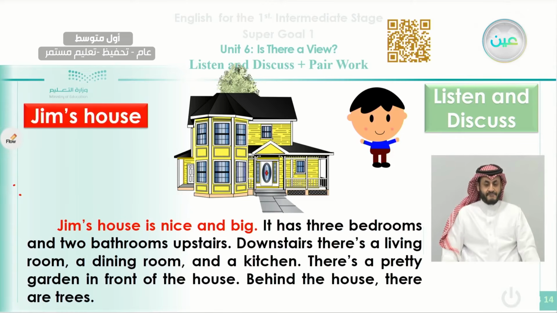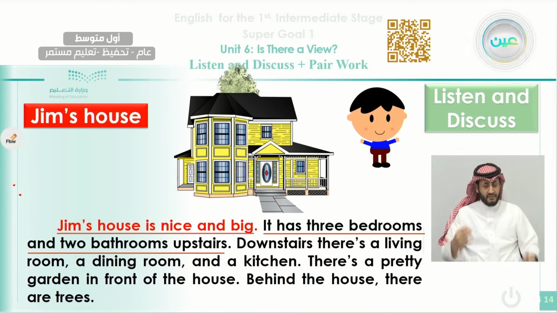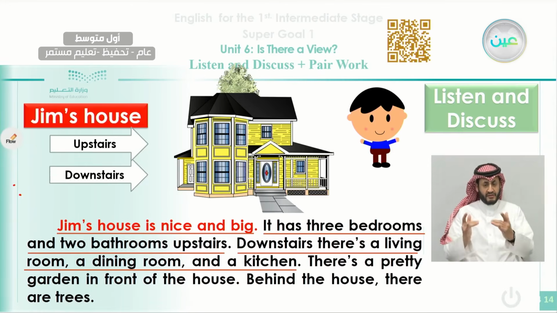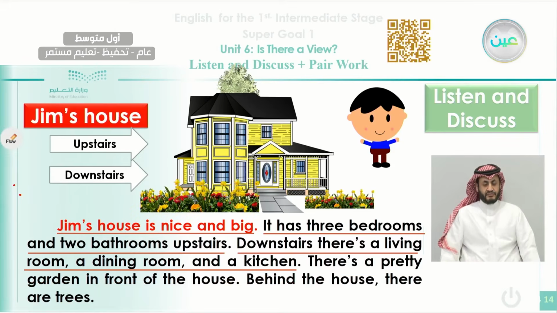Let's listen and find out something about this house. Jim's house. Jim's house is nice and big. It has 3 bedrooms and 2 bathrooms upstairs. Downstairs there is a living room, a dining room, and a kitchen. There is a pretty garden in front of the house. Behind the house there are trees.